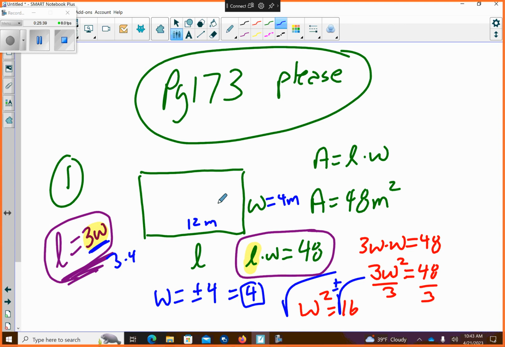Why did you get 3W? Well, they told us in the second sentence, if the length is 3 times the width, so L equals 3W. That cool? All right, friends. Does that somewhat make sense?